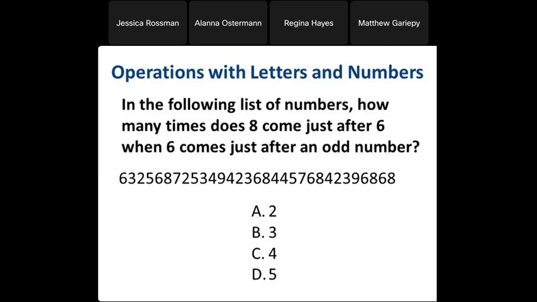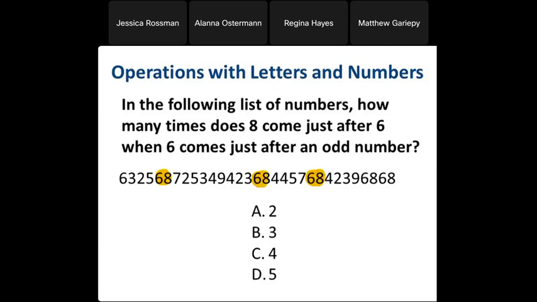All right, as we go through, folks get a little faster at these anyway, so let's take a look at the results. Looks like C4 was the most popular answer, followed by D5. Okay, good job, guys. The answer is C. Let's go over how we came up with the answer. To answer this question correctly, you must read the list of numbers from left to right. First, you'll need to find each 8 that comes just after 6 in the list of numbers.